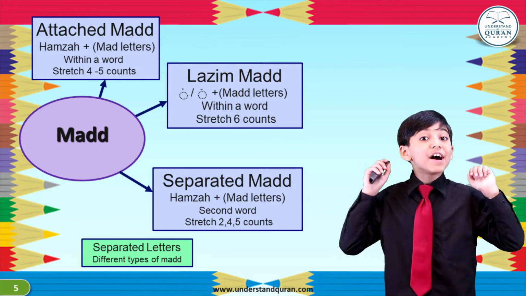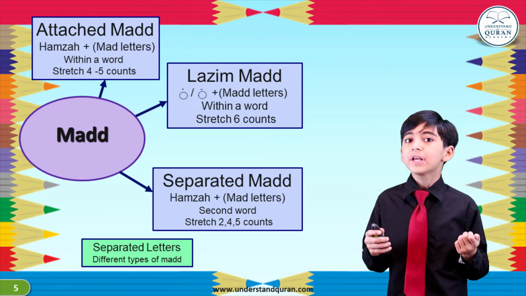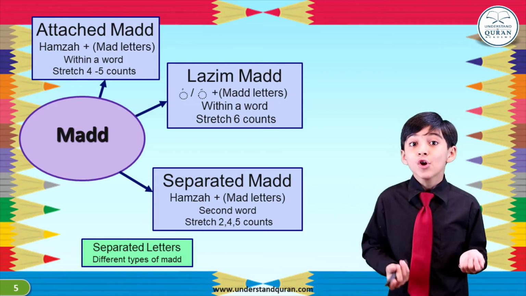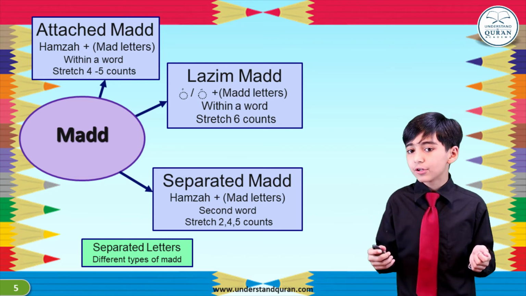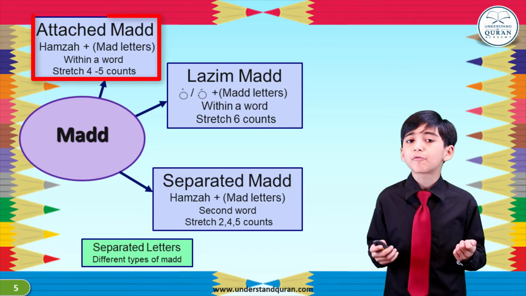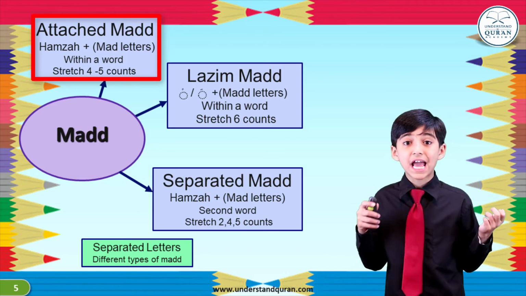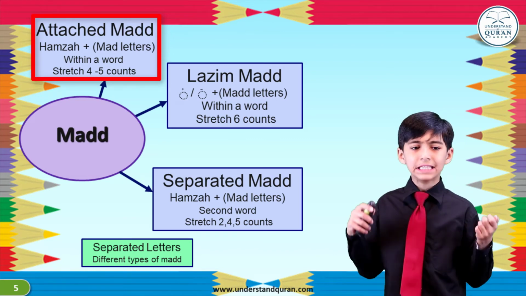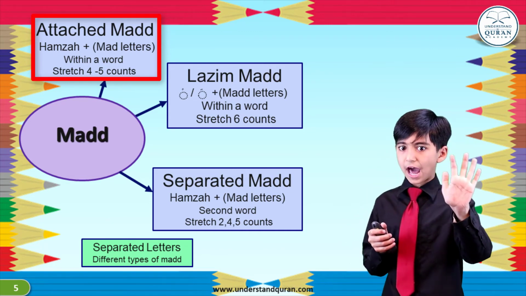Alhamdulillah, we have finished the practice. Now let's recap. So in lesson 18, we learned 3 types of med along with these separated letters. So the first type of med was attached med, where Hamza came after the med letters Alif med, Ya med, and Waw med in the same word, and we stretched it 4 to 5 counts.